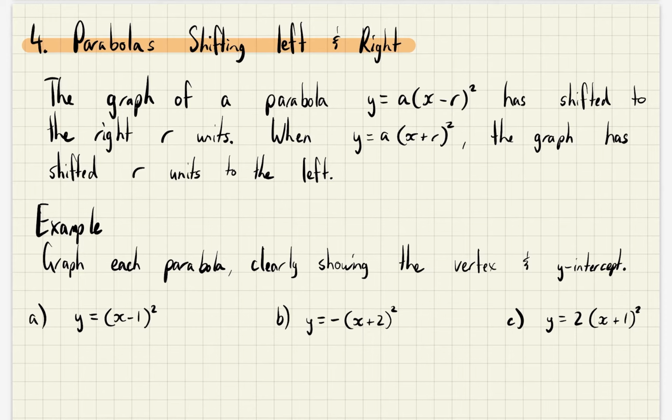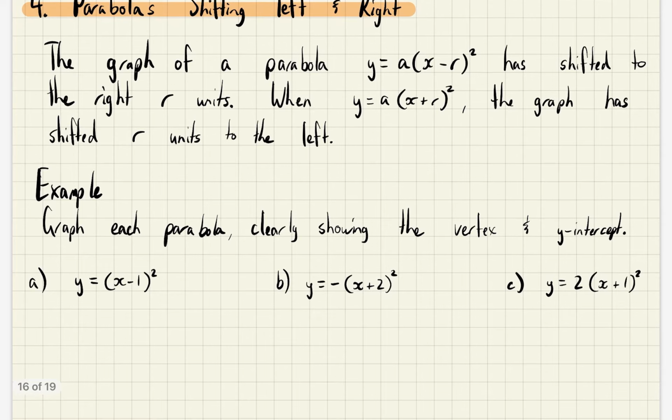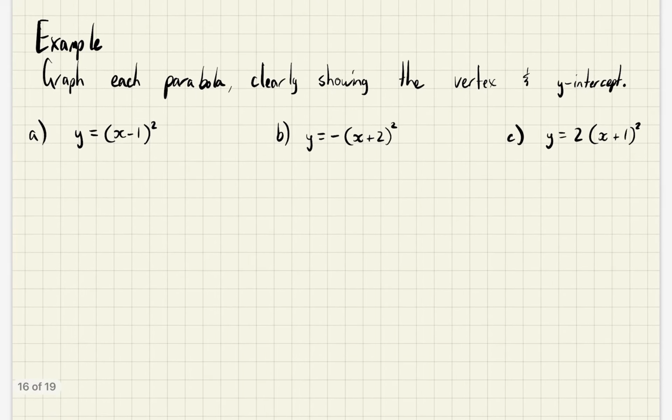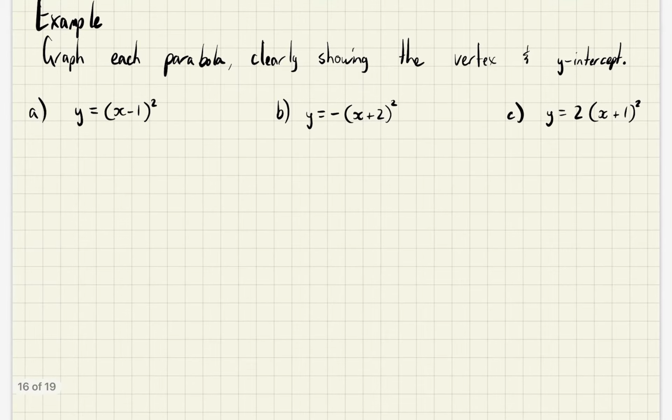Okay. We've got one example for this today, so it's a bit shorter video than last lesson because all we need to talk about is just moving to the left or right and just put it into practice. The other lesson was a bit more in depth because we're talking about parabolas and lots of stuff going on with them. So our example says to graph each parabola, clearly showing the vertex and y-intercept.